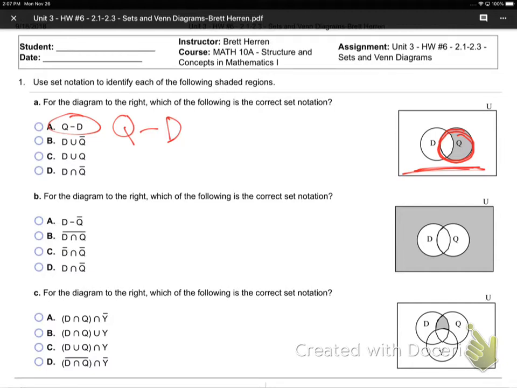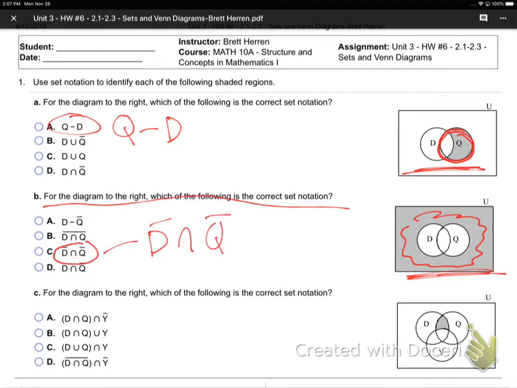Number 2, part B. It's a little more tricky over here. Let me let you think about that for a minute. Yeah, it's kind of tricky. What are they shading? They're shading over here, the outside. Yeah, so everybody see it's this one? It's not D and not Q. Remember, the bar means not. When the bar is over something, that means not D. Shade what's not in circle D, and the overlap means and what's not in circle Q. So that's the region that's not in circle D and not in circle Q. It's the overlapping of those two regions. Does everybody see that?